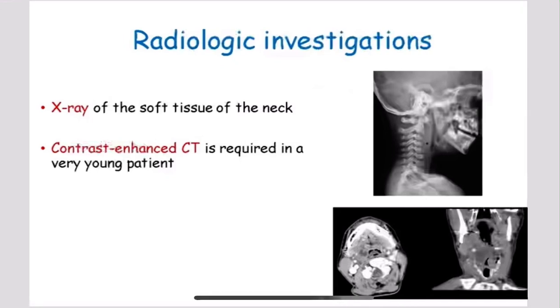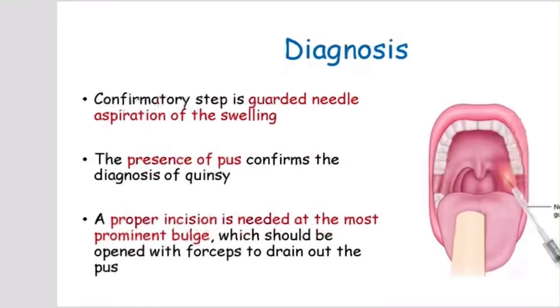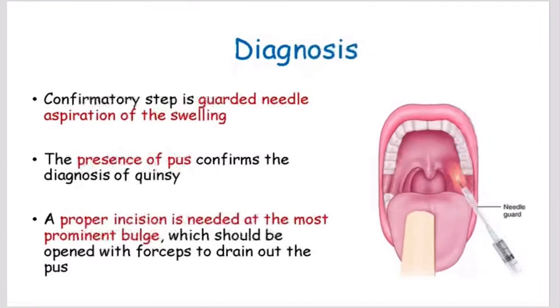Radiological investigations: the X-ray of the soft tissues of the neck, and also the contrast enhanced CT is required in a very young patient. So X-ray and CT scan are done in the radiological investigation. For diagnosis, the confirmatory step is guarded needle aspiration of the swelling. So we do the needle aspiration, the culture of the pus, find out the organisms, and then conclude it's quinsy. The presence of the pus confirms the diagnosis of quinsy.